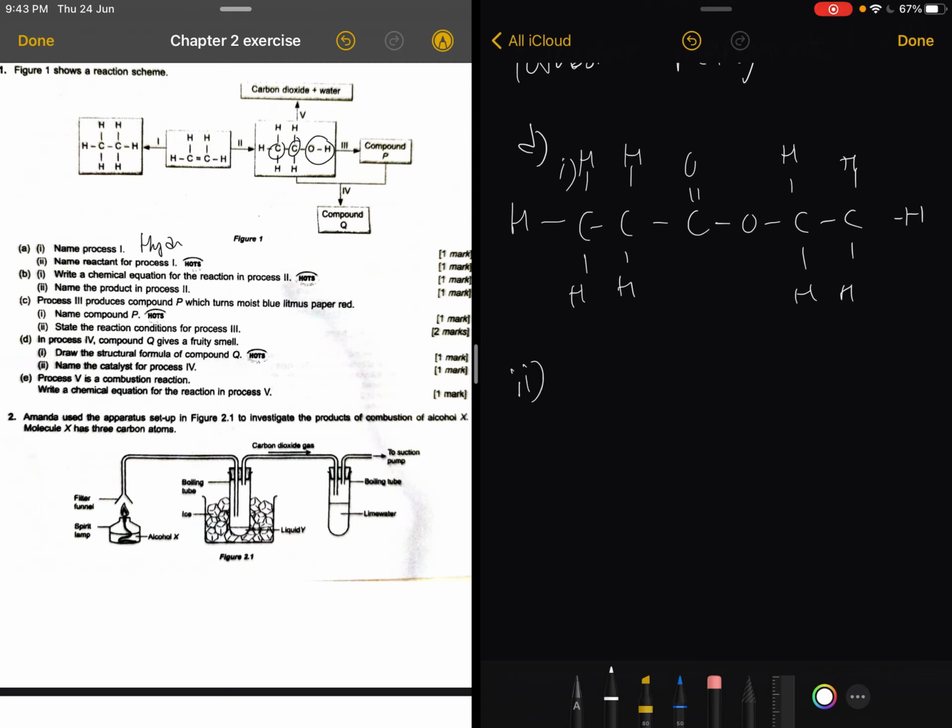Okay, what's the catalyst? The catalyst is concentrated sulfuric acid. Yeah, let me just see if I can find the question again. The equation, I mean. This is the only, wait, it has to be heated also.